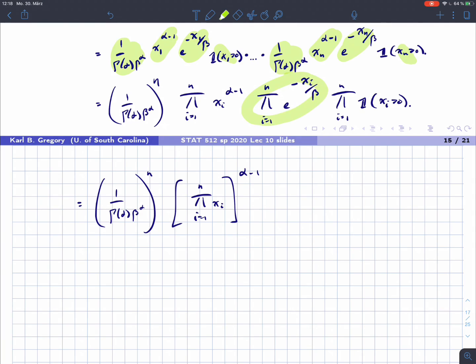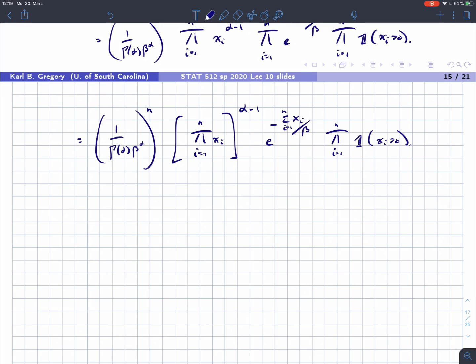Now let's look at this guy. This is like e to the minus x1 over beta times e to the minus x2 over beta, all the way out to e to the minus xn over beta. So if I add up all of these, I'm going to get e raised to the minus sum of the xi's divided by beta. And then over here I've got the product again of these indicator functions.